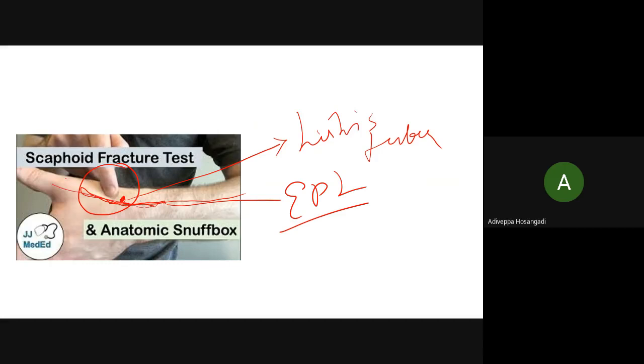And what is this? The medial part of the snuff box is formed by two tendons, APL and EPB, abductor pollicis longus and extensor pollicis brevis. It is nothing very complicated. It is very simple. It is the first compartment of the extensor tendons. There are six compartments. I will not get into that detail, but please remember this.